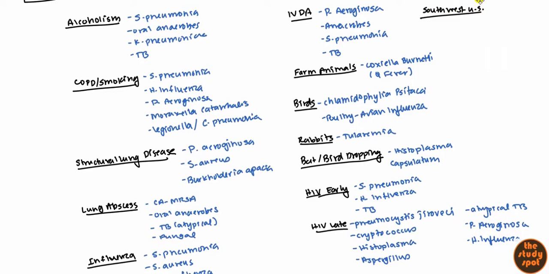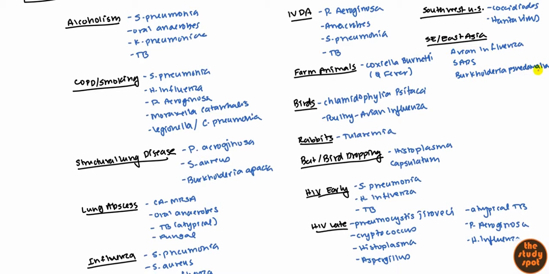Now, depending on location, you can also get certain bacteria or fungi. In the southwestern U.S., Coccidioides is very common, as is hantavirus. If someone is from Southeast or East Asia, so this is China, India area, you want to think of avian influenza, SARS, or even Burkholderia pseudomallei. Hotels and cruise ships are a common risk factor for Legionella, as well as being old and smoking and all these other factors.